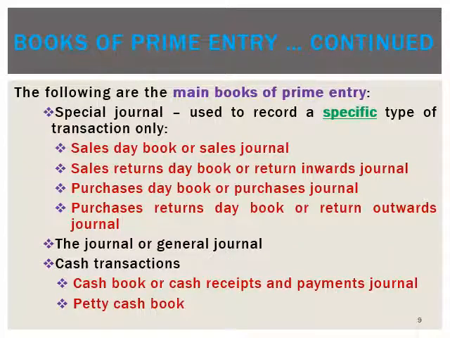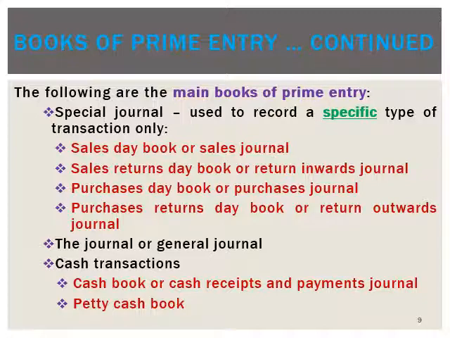The following are the main books of prime entry. First, we will have a special journal. This journal is used to record a specific type of transaction only. Under this special journal, we will have sales day book or sales journal, sales returns day book or return inwards journal, purchases day book or purchases journal, and purchases returns day book or return outwards journal. So there are 4 different journals under the special journal.